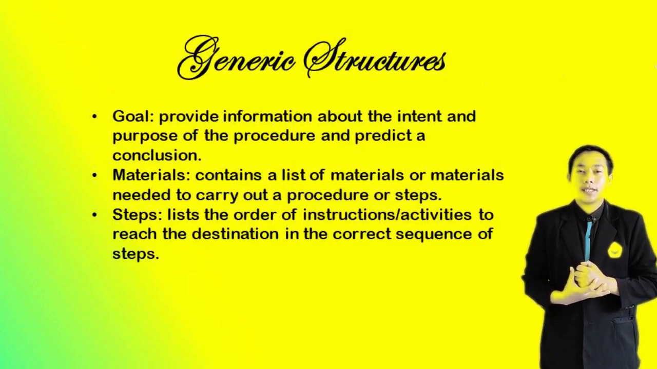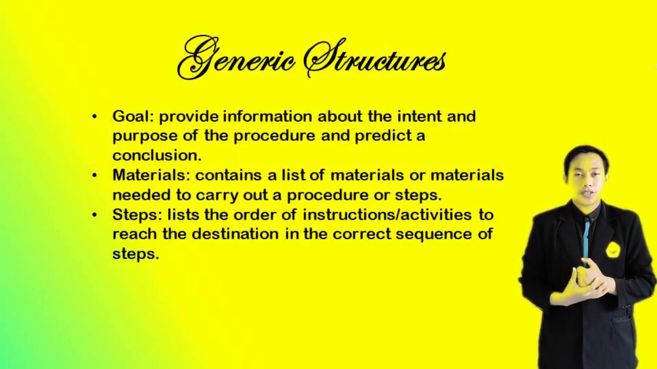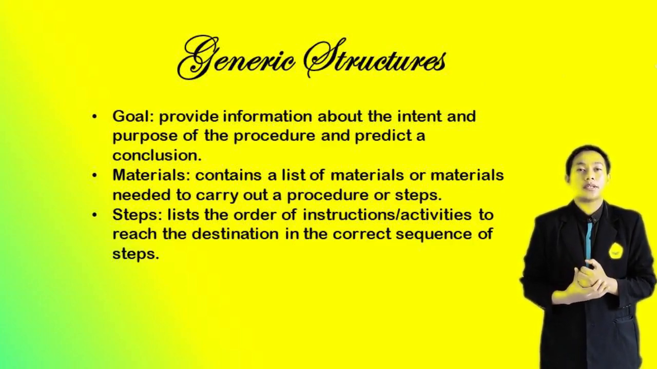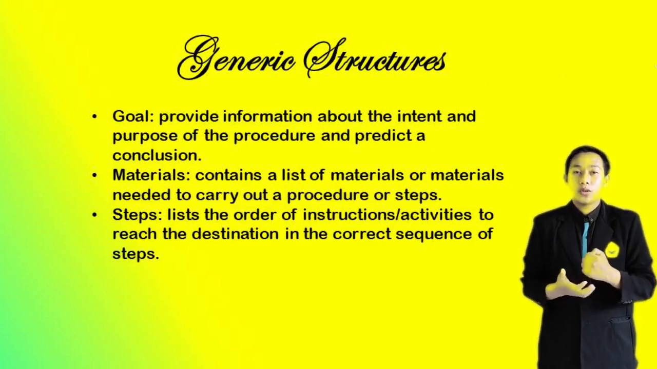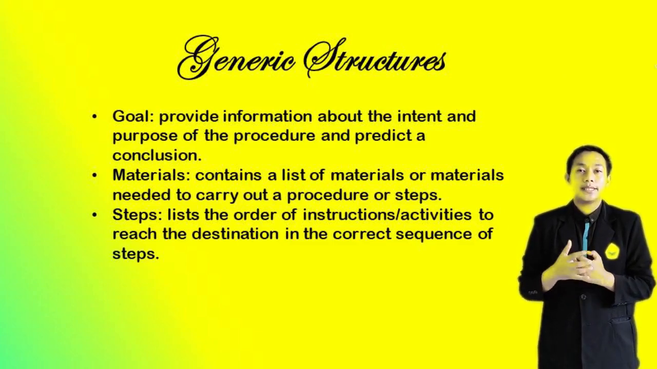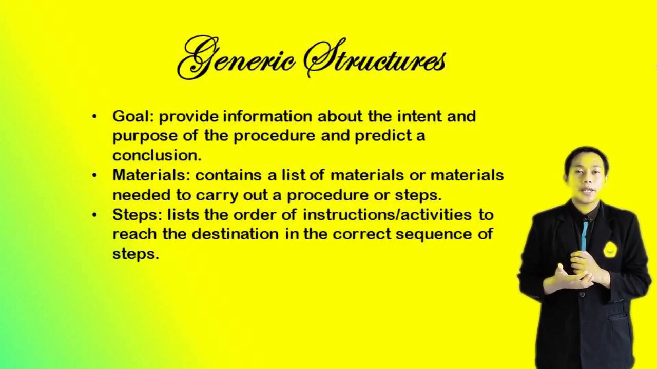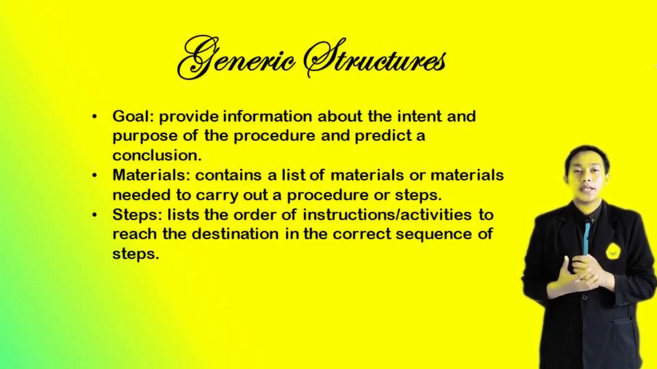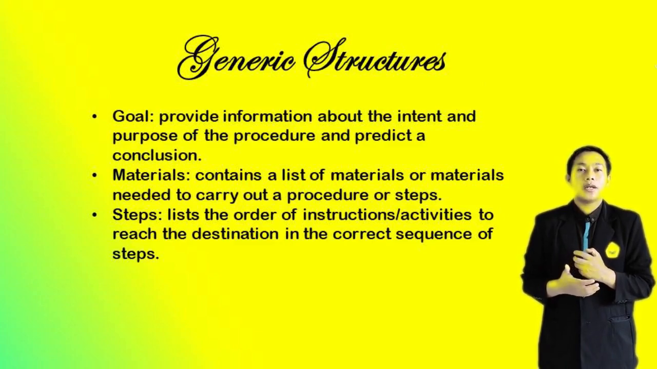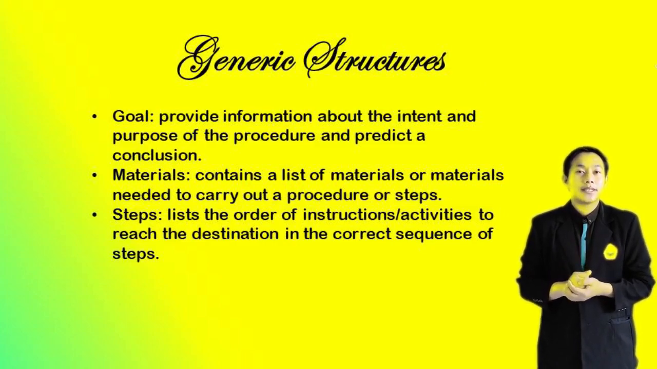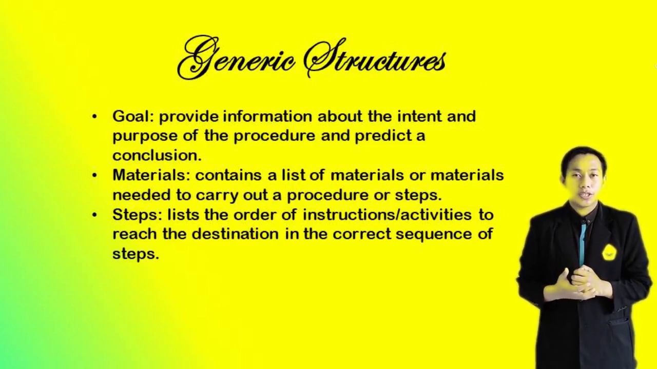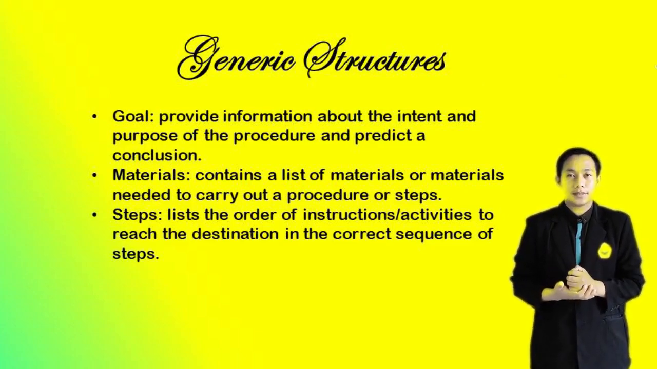Okay, the next is generic structure. In a generic structure, there are 3 points that you have to remember. The first is goal, second is materials, and the third is steps. Okay, the goal is to provide information about the intent and the purpose of the procedure. The second is materials. It contains a list of materials needed to carry out a procedure. And the last is steps. They list the order of instructions or activities to reach the goal in the correct sequence.